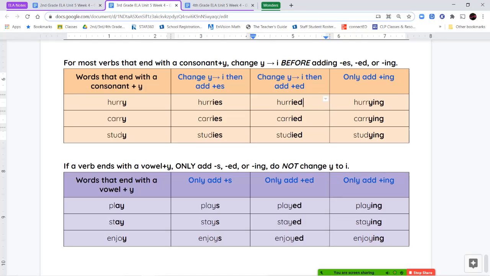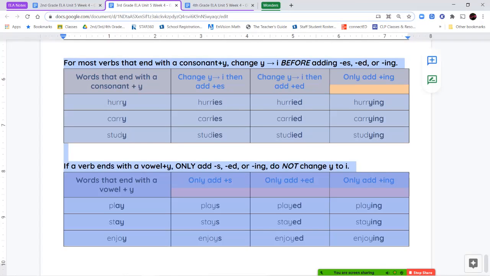So the word play, P-L-A-Y, is a vowel Y. So it becomes P-L-A-Y-S or P-L-A-Y-E-D or P-L-A-Y-I-N-G. So plays, played, or playing. Stay, stays, stayed, or staying. Enjoys, enjoyed, or enjoying.